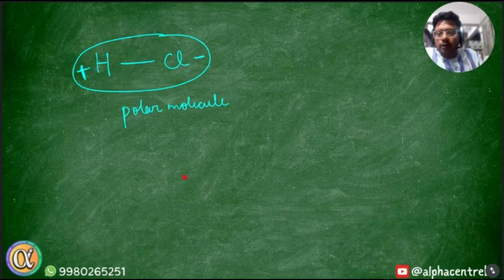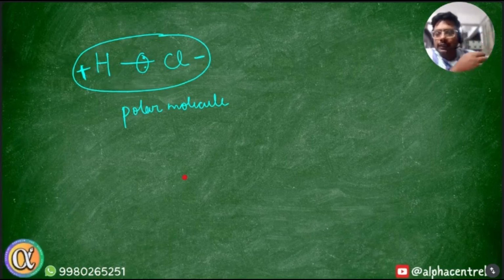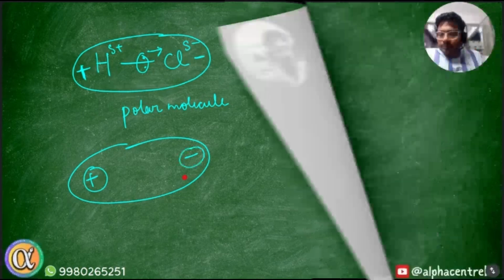It is a polar molecule because the shared pair of electrons is closer to chlorine. See how technical it is. Chlorine has more electronegativity. Hence, the shared pair of electrons is closer to chlorine. Therefore, chlorine gets a partial negative charge and hydrogen gets a partial positive charge. And the overall molecule becomes positive from the hydrogen side and negative from the chlorine side. And hence, it's known as a polar molecule. Make sense? Because now it has poles, right? One side is positive and the other side is negative.